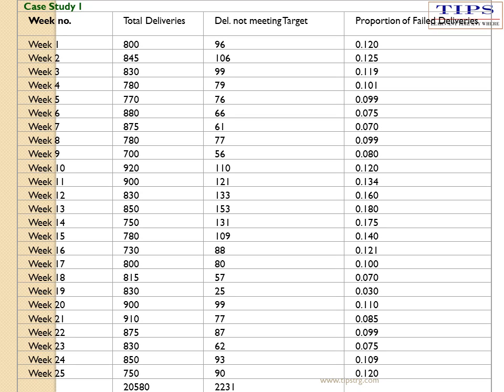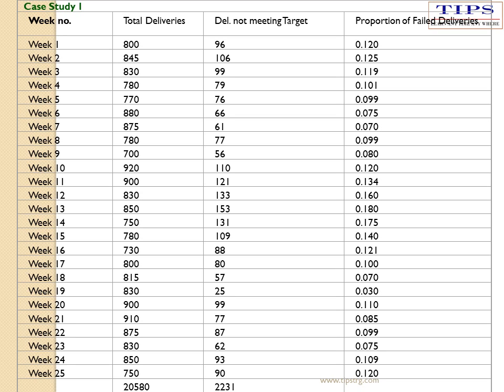Total deliveries are given. Not meeting target, the data, that is the frequency, is given: 96, 106. Proportion is calculated, that is 96 divided by 800 is equal to 0.120. Similarly, other readings are calculated.